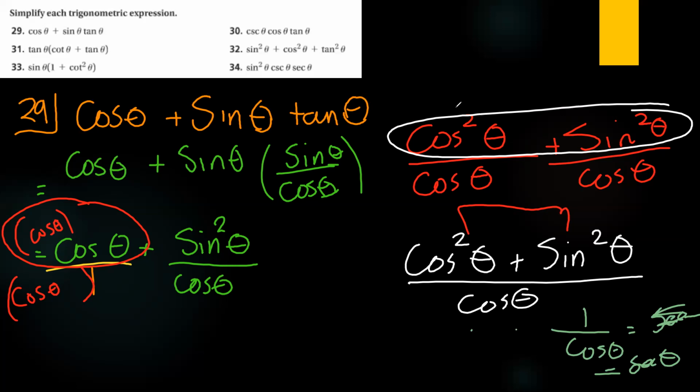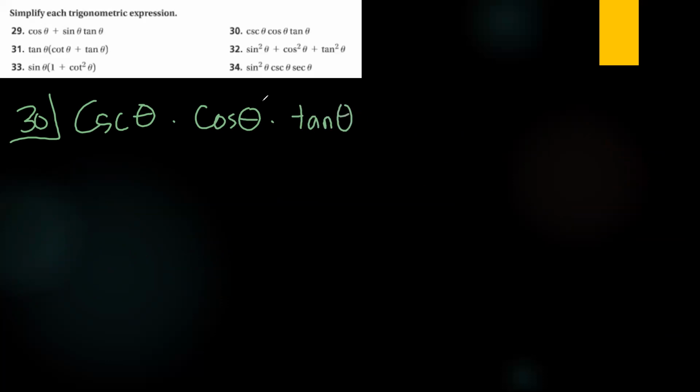Now, let's go to number 30. In number 30 here, we have cosecant of theta times cosine times tan. Cosecant, let's now rewrite it as 1 over sine times cosine times tan, which is sine over cosine.